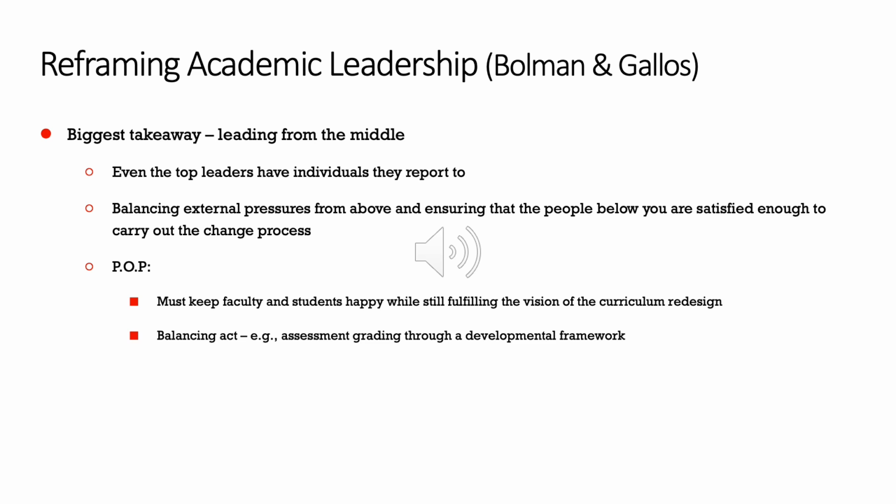We had a recent example. We're talking about formative assessment, and from the top, we have people wanting us to associate grades with formative assessment, which really goes against an inherent idea behind formative assessment. So it's this balancing act of how do we make the leaders happy while also making sure we fulfill the needs of what this curriculum is intended to do.